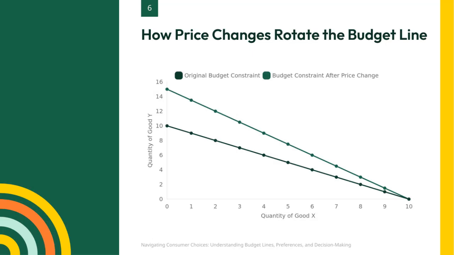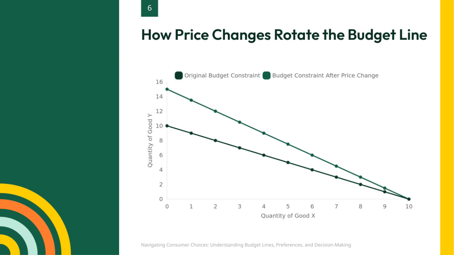Here we have a line chart that illustrates how a change in the price of good X affects the budget constraint. On the horizontal axis, we have the quantity of good X, and on the vertical axis, the quantity of good Y. The original budget constraint is represented by one line, while the new budget constraint, after the price change, is shown by the other line. Notice how the budget line rotates inward or outward, depending on the price change of good X. This rotation reflects how the consumer's purchasing options shift.